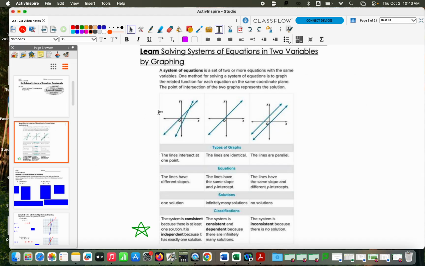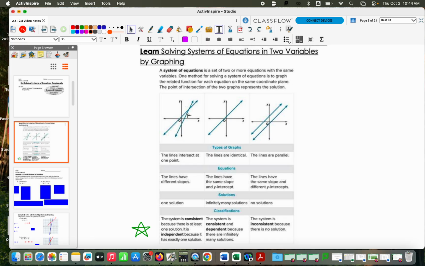Okay, there are three different possibilities when we're graphing these two lines. A system is just a set of two or more equations with the same variables. So if we graph it, they could just cross at one single point. So they have different slopes. There's going to be one solution. We call that consistent and independent. Consistent because there's at least one solution, and independent because it has exactly one solution.